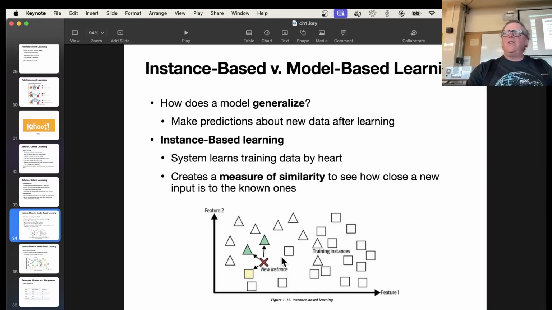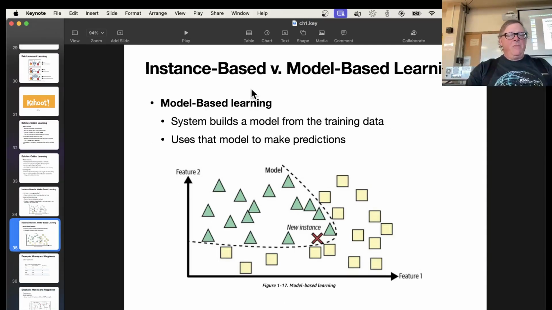Take a measure of similarity just to see how close the new input is to the known ones. But model-based learning is what the modern systems almost all use. It makes a mathematical model. It learns, I'm going to draw a border, and everything on this side of the border is green, and on this side of the border is yellow.